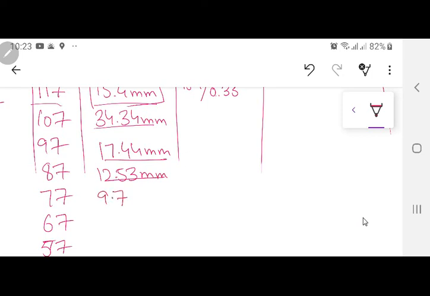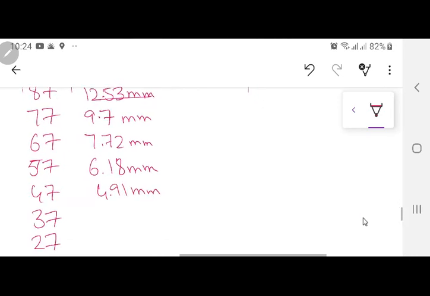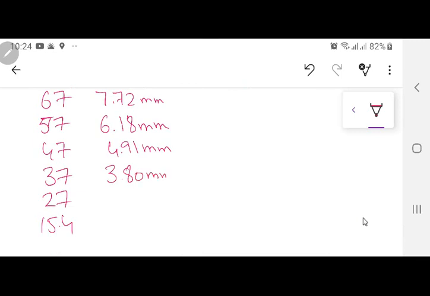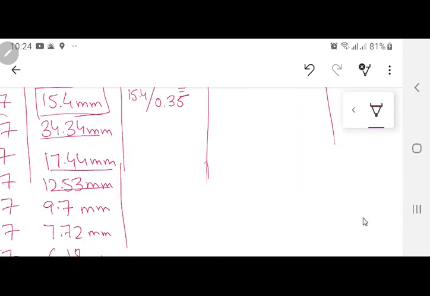9.7, 7.72 mm, 6.18 mm, 4.91 mm, 3.80 mm, 2.83 mm, and the last 2.12. So you have this table now, 2.12, and whatever you are going to divide this value by 0.35, that gives the number of laminations you get.